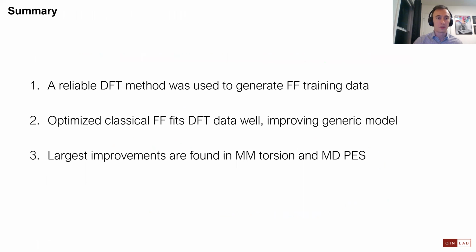So with that, in summary, we were able to use a reliable density functional theory method to generate force field training data. We then optimized the classical force field that fits those data well, and we found the largest improvements in the energy matching of potential energy surface data, as well as the torsional profiles.